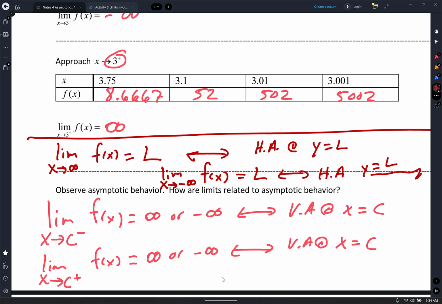Yes. A number, some number, 2, 3, 5, 11, 100, pi. It's just some number. L is a constant. And I'll put that here. L is a constant. I guess technically, I wanted to use L for limit.